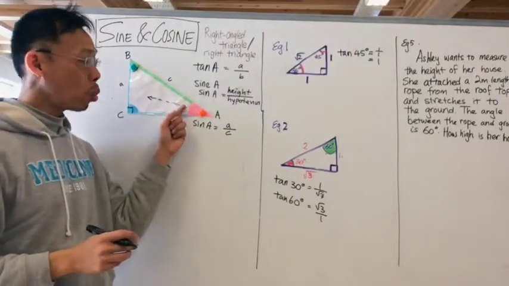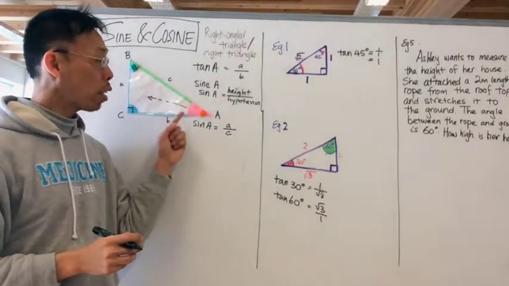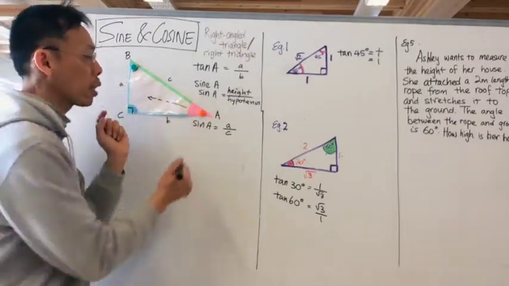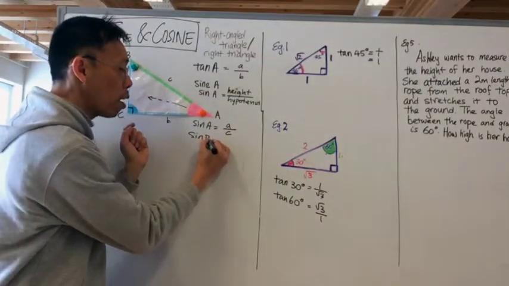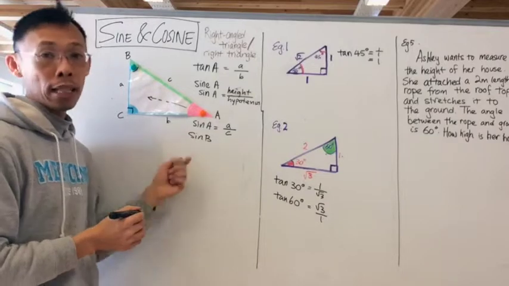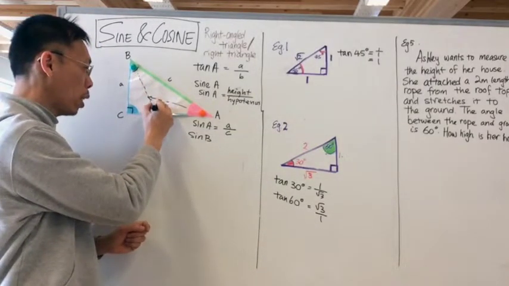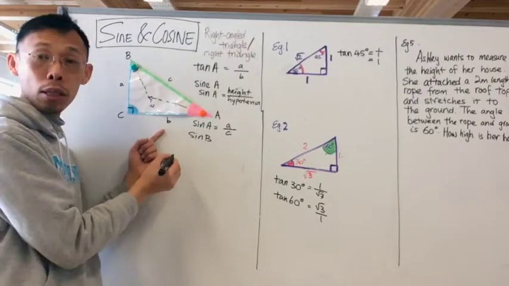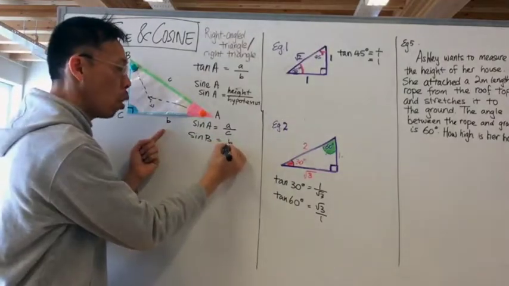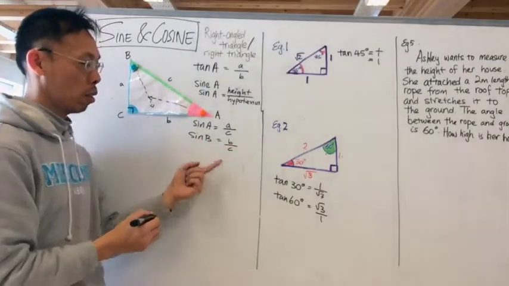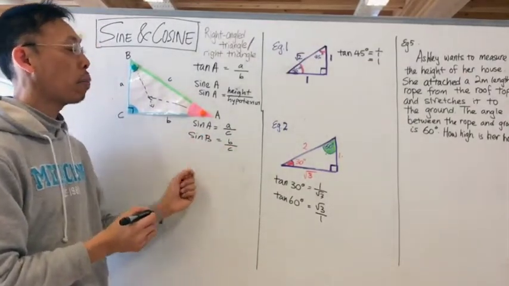And I can also change the angle. Instead of having it A, I can look at B. What is sine B? With respect to angle B, where is the height? With respect to angle B, the height, or the opposite, is this one. That is small b. So B over C, that is the hypotenuse. Alright, so this is sine A and sine B.